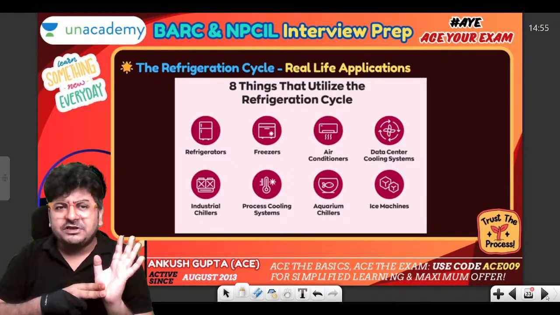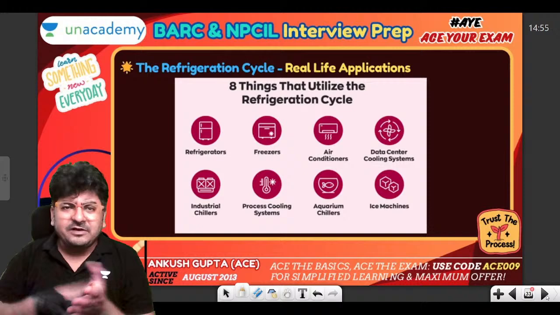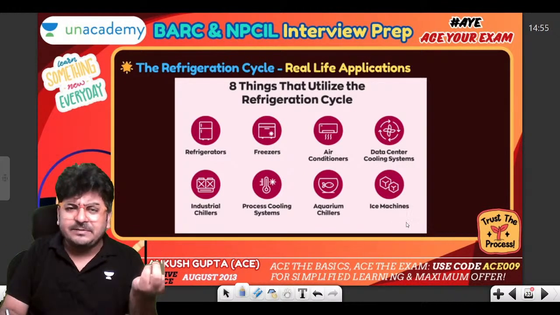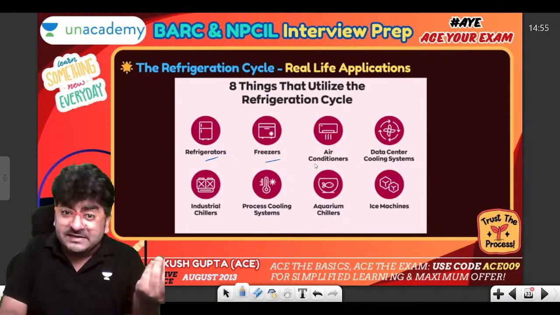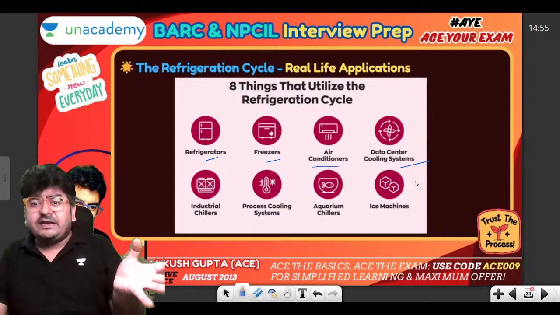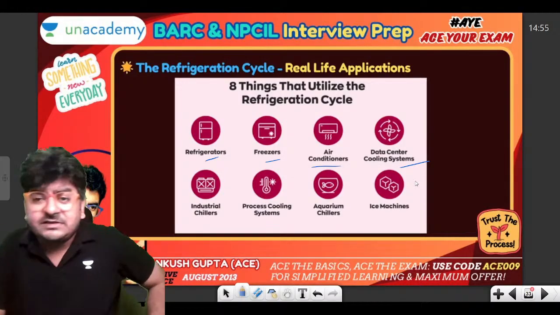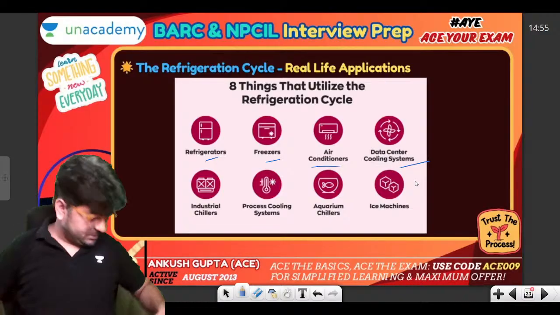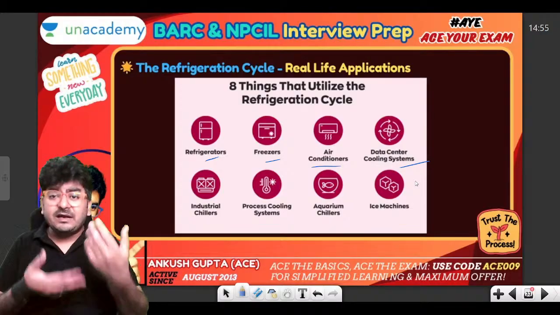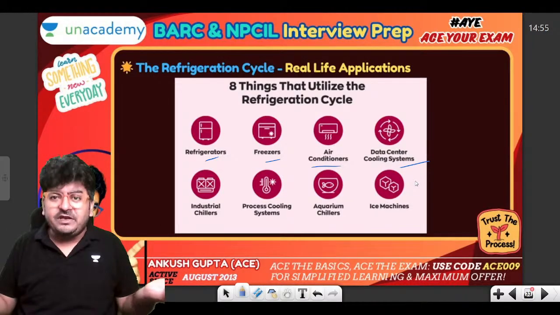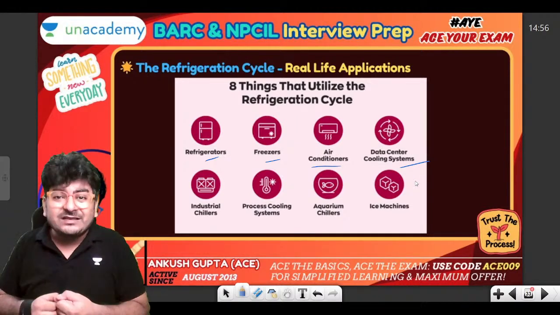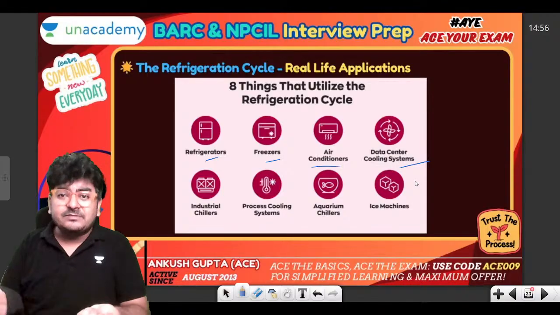Now, if I talk about the refrigeration cycle, they can ask where we use the refrigeration cycle in real life. So these are the real life applications. Generally, we use the refrigeration cycle in these 8 places: in refrigerators, freezers, air conditioners, data center cooling systems. Data centers where they have a large amount of storage, CPU storages. If CPU storages are working continuously, they produce such a large amount of heat. And if heat increases, आपके लैपटॉप को भी अगर गर्म हो गया, मोबाइल भी अगर गर्म हो गया, तो वो स्लो हो जाता है. You know that functioning becomes slow.